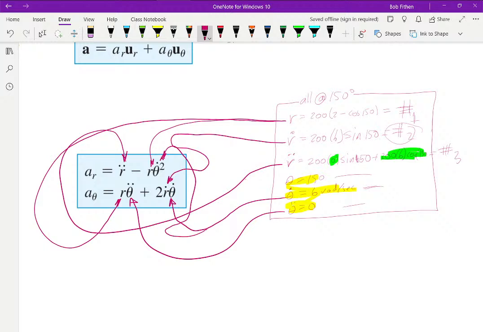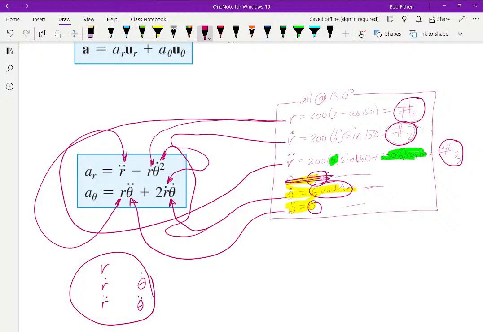So again, these will be 6 numbers. Once you use your calculator to determine those numbers, this one you don't even need. So in fact, there are 5 numbers. R dot, R double dot, theta dot, and theta double dot. Those are the 5 numbers you need. You need those if someone asks you at 150 degrees. You need to know each 5 of those at that 150 degrees. And then you just simply put them in here.